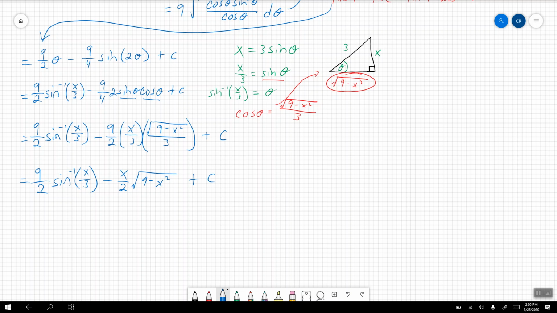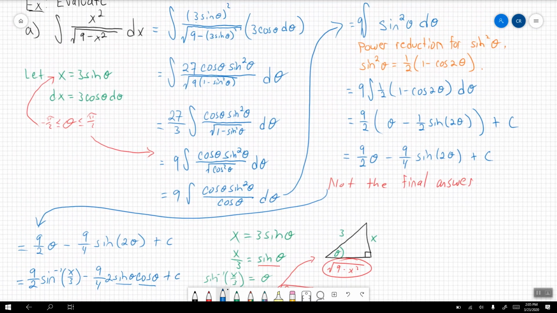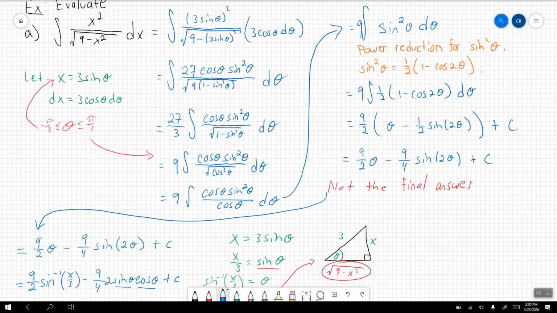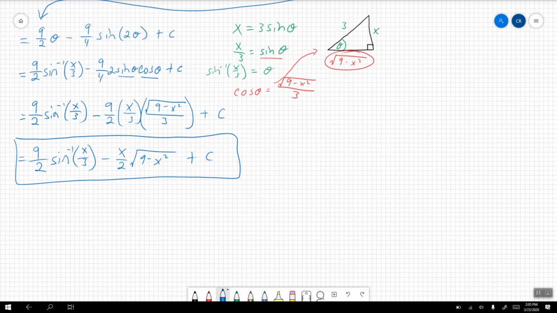All right, so here's our final answer. At the end of the day, this is what we want to see. Your answer of that initial integral, which was the integral of x squared divided by the square root of 9 minus x squared all dx, can finally be resolved as this as your final answer.